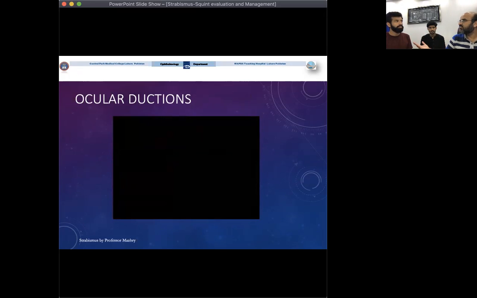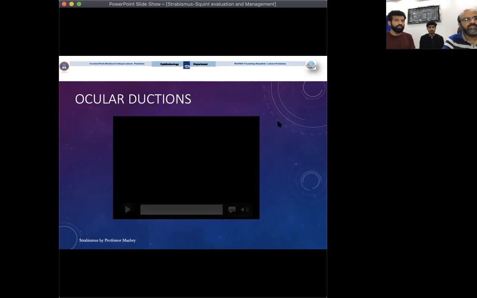Then comes the cardinal axes of gaze. If you just check it vertically in the center, then you are not isolating the muscle, because both the vertical and horizontal muscles are playing their part in the center. To check a particular action, you need to check it in the cardinal axes of gaze.